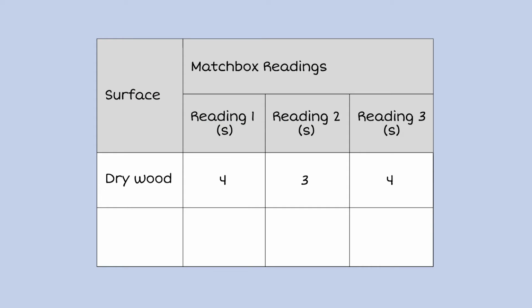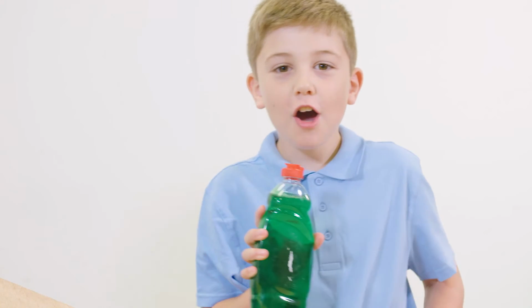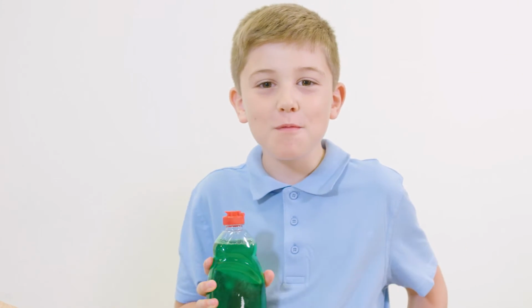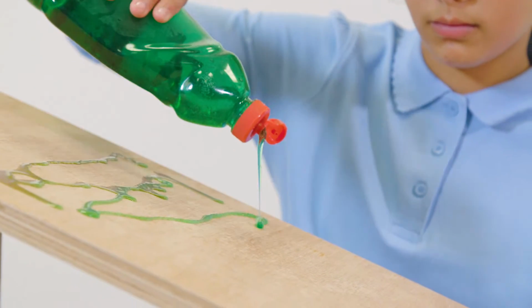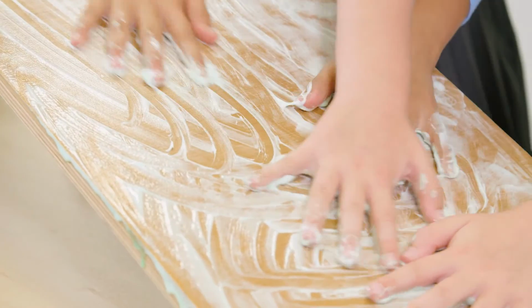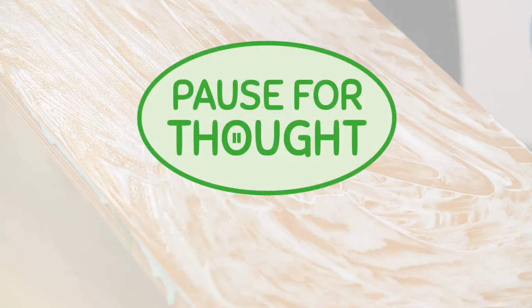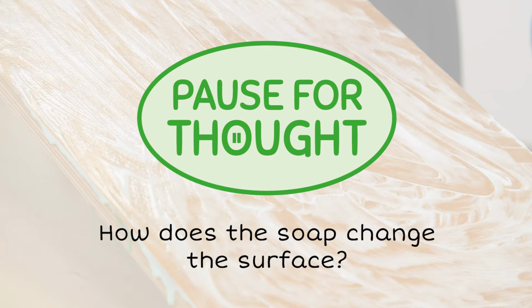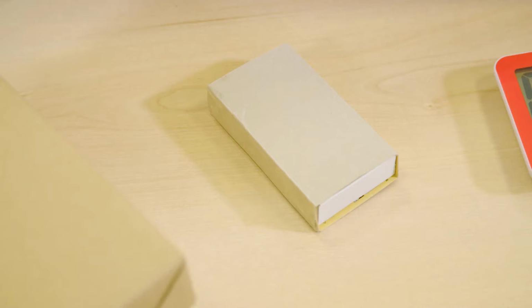Now let's find out what happens when we change the surface. How are we going to change the surface for the next part of this test? We are going to cover the plank with liquid soap. How does the soap change the surface? Soap is slippery.